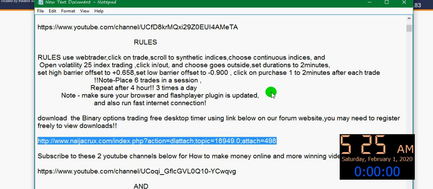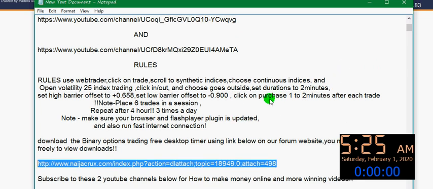So these are the rules for this strategy. These are the rules. So let's get back to the trading.